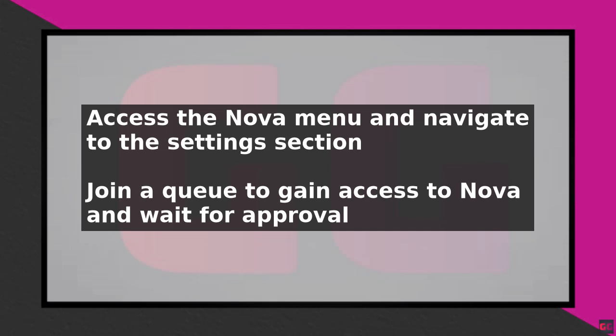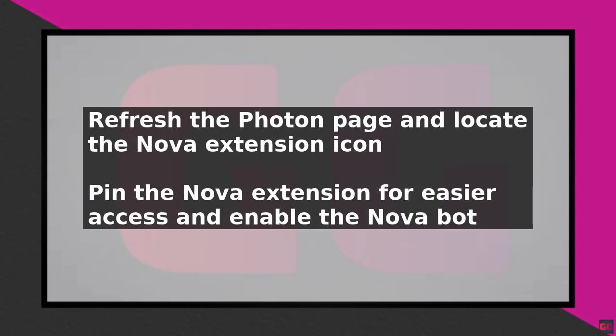You'll be given the choice to start the bot or open it in the web. Select the appropriate option based on your setup. If prompted, click Start to initiate the bot. After connecting Nova to your Telegram, you'll receive a greeting message. Next, access the menu and navigate to the Settings section.